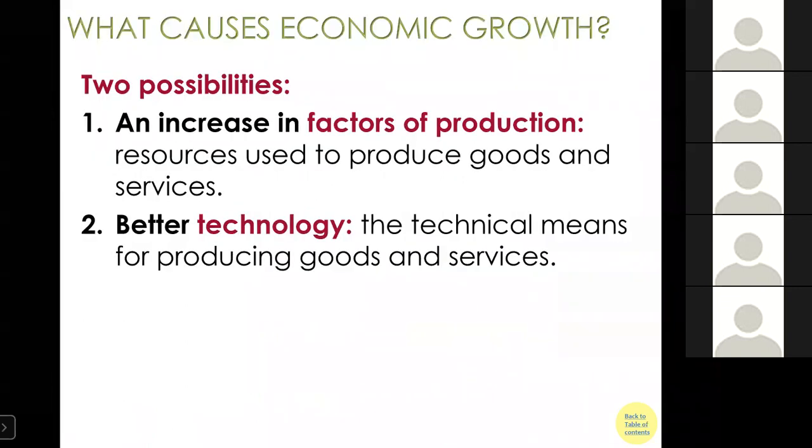Okay, so the last thing we will discuss in this chapter is to understand the cause of the economic growth. I just explained to you, in order to achieve economic growth, we need to expand our production possibility frontier, right? So we need to expand the PPF. But how can we expand? Okay. There are 2 possibilities. Possibility number 1, if there's an increase in factors of production.